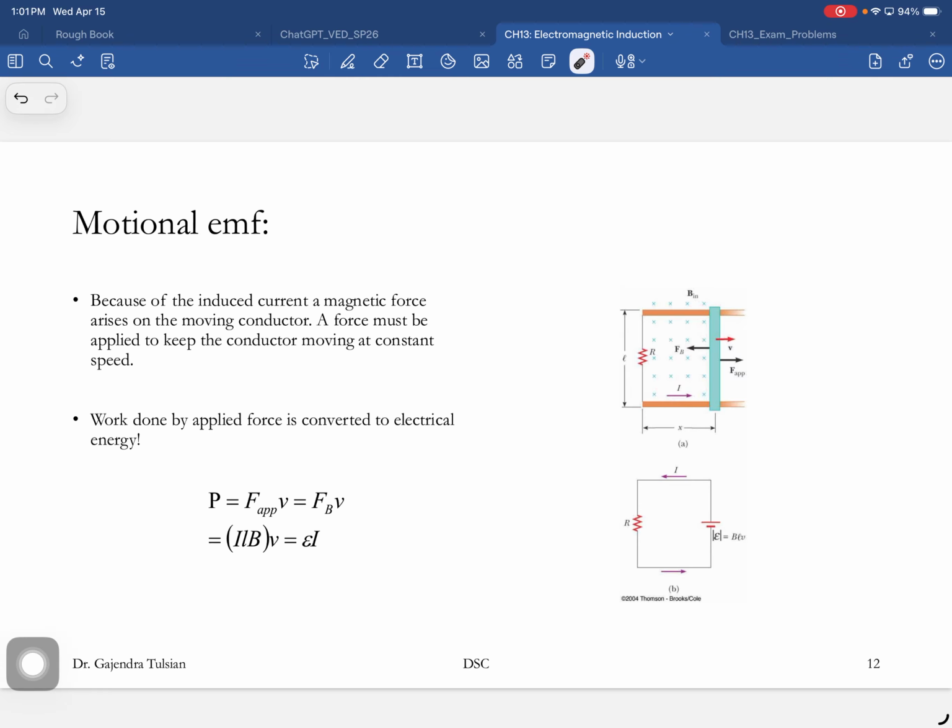Again, like I said, no free lunch. All that happened was, what was this? This was just a transformer. It converted mechanical energy into electrical energy. That's all that happened. So work done by the applied force is converted to electrical energy.